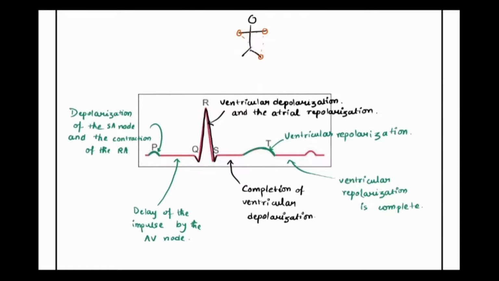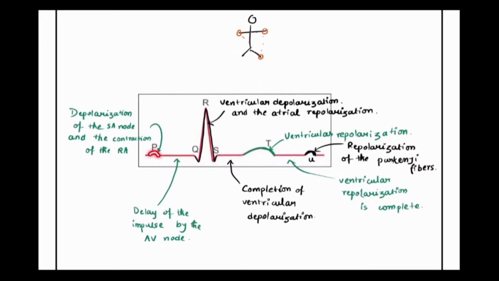And finally, you have something called the U wave. The significance of the U wave is the repolarization of the Purkinje fibers. Right, so that was the whole cardiograph. Let's go through it once more.